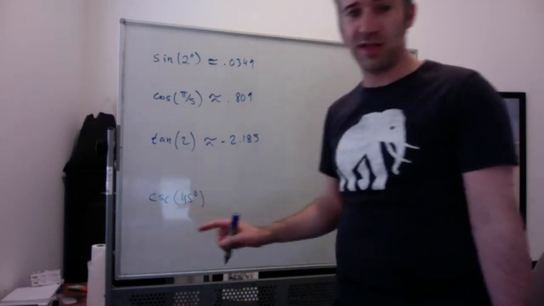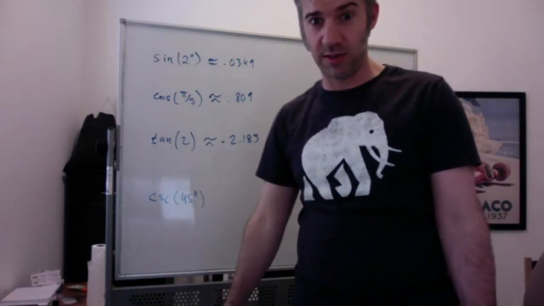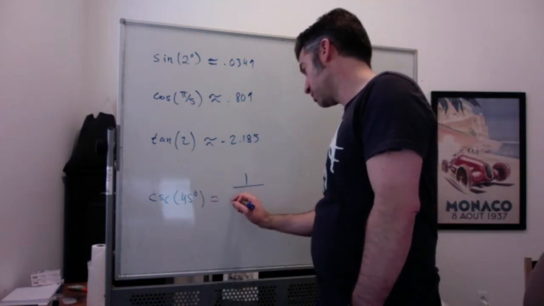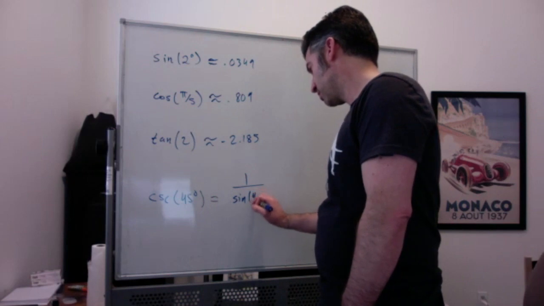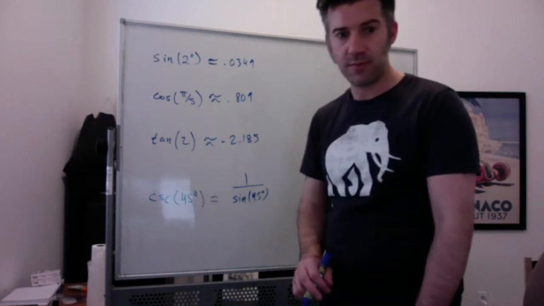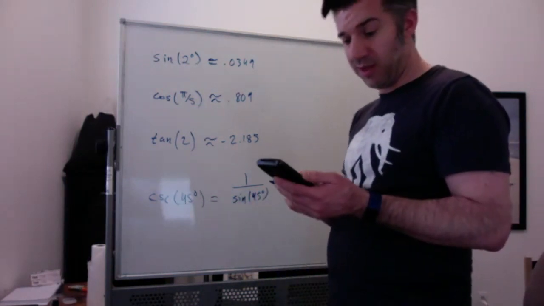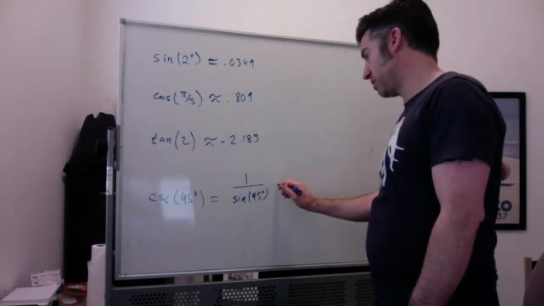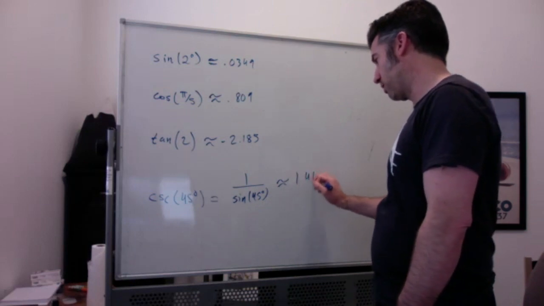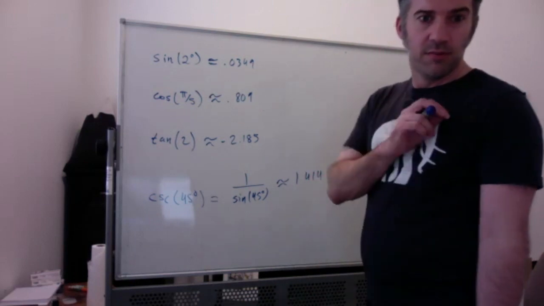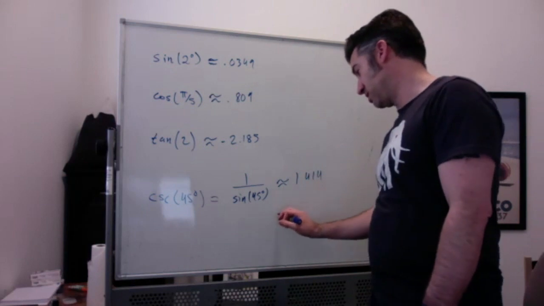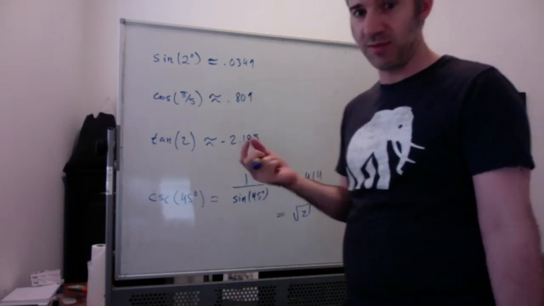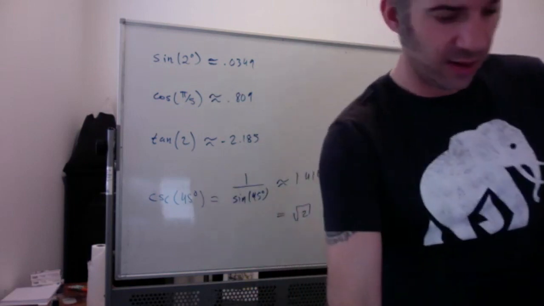Now you might notice that there isn't a cosecant button on a lot of calculators. To do cosecant, you really have to do 1 over sine of 45 degrees. And if you do that on your calculator, depending on the calculator, you might get this to be approximately 1.414, but you might also get this to be equal to just the square root of 2. For special angles, sometimes calculators are smart enough to know that that's actually what you want.